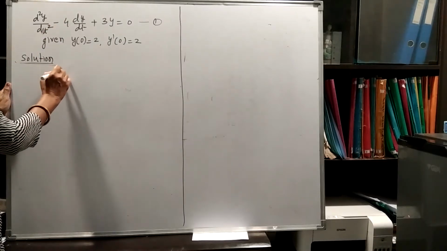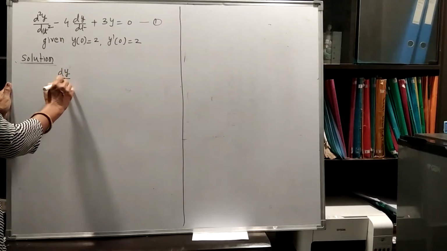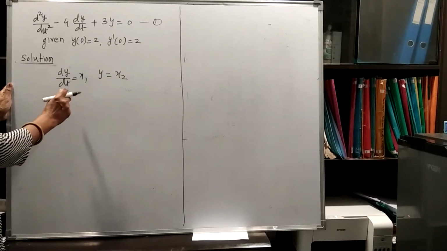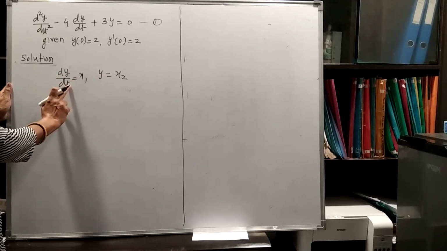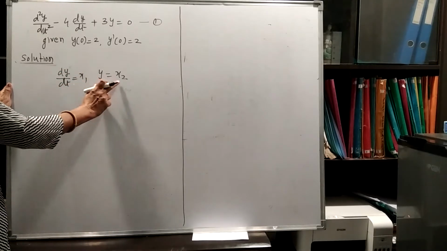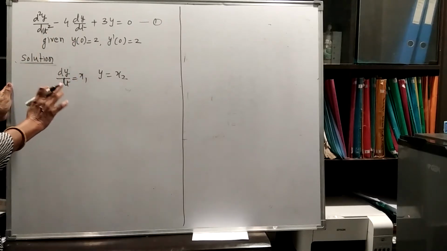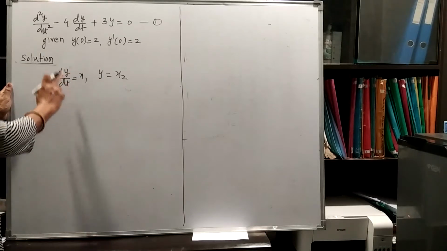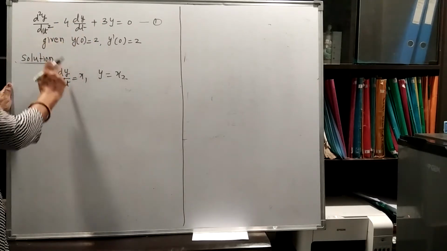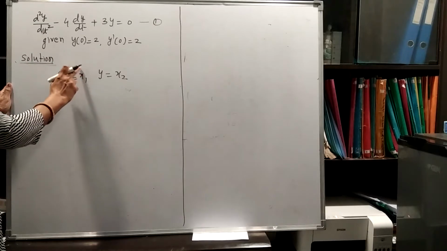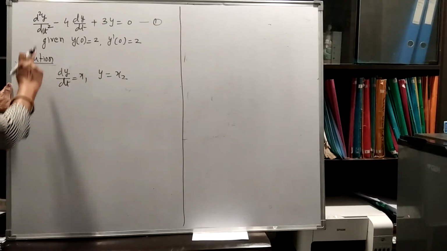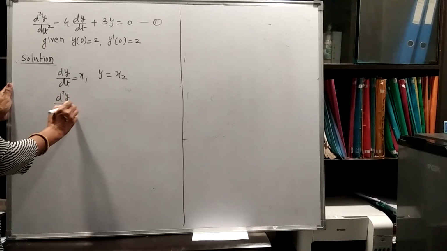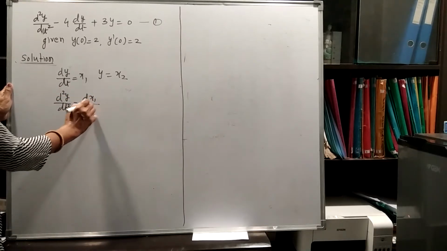In this type of equation, we always have to put dy by dt is equal to x1 and y is equal to x2. In each and every question, we have to put dy by dt is equal to x1 and y is equal to x2. Now in this equation, the term is d2y upon dt square. So how will we get it? We have to differentiate this with respect to t. So if we differentiate, we will get d2y upon dt square is equal to dx1 upon dt.